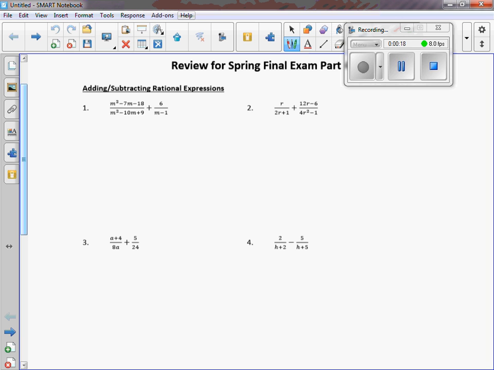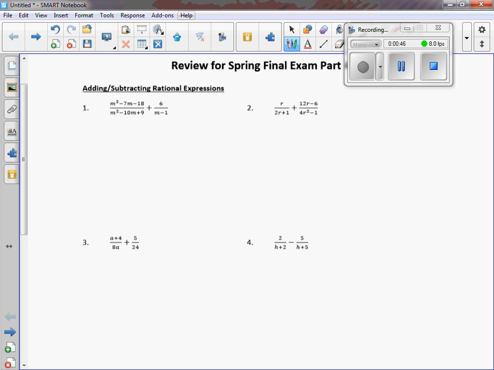Any rational that we're adding or subtracting, the most important part is the common denominator. If these denominators don't match up, we can't move forward. So the first thing we're going to do anytime we see rationals is factor the denominators. Always factor the denominators. This denominator right here is a trinomial, so we're going to add and multiply.